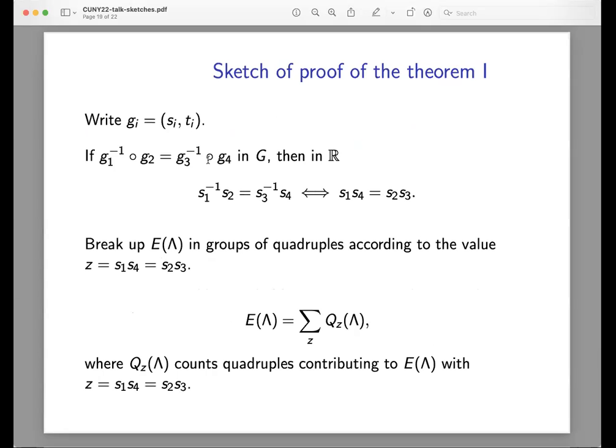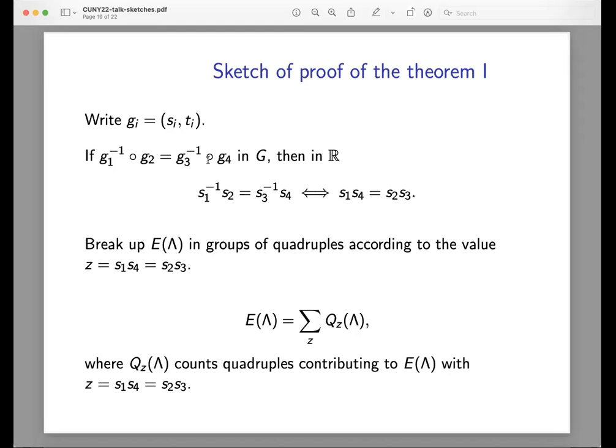So now we'll just say some things about the sketch. It's 11:43 already. I'll just sketch the proof. You just need to follow your nose a little bit. So again, I'm going to write these transformations gi as si comma ti. So if you have g1 inverse composed with g2 equals g3 inverse composed with g4, you just need to use the matrices, let's say, and do calculations. And what you get is that the reciprocal of S1 multiplying S2 equals the reciprocal of S3 multiplying S4. And I can also write things as products. So S1 times S4 equals S2 times S3.